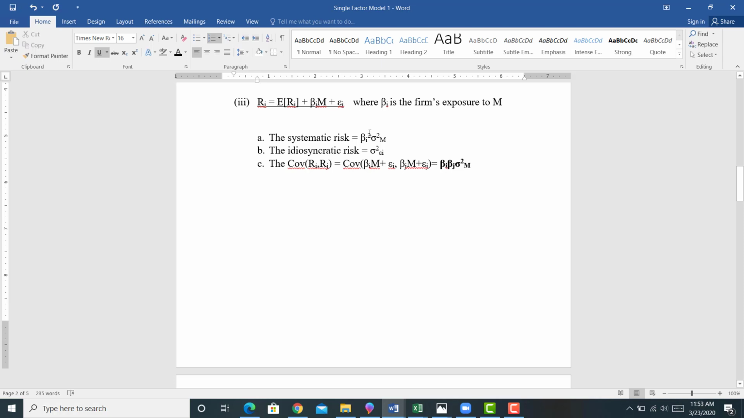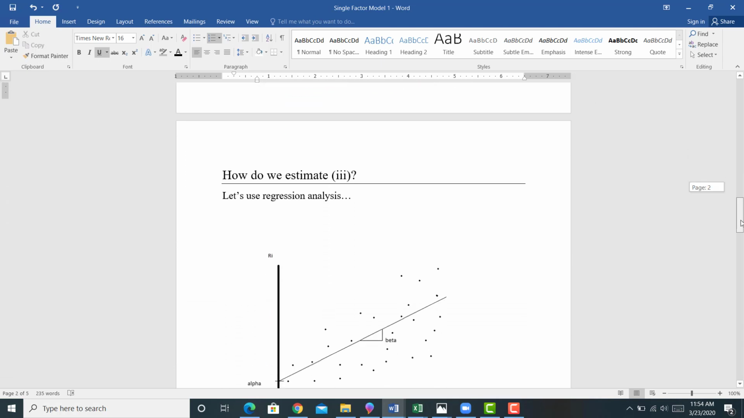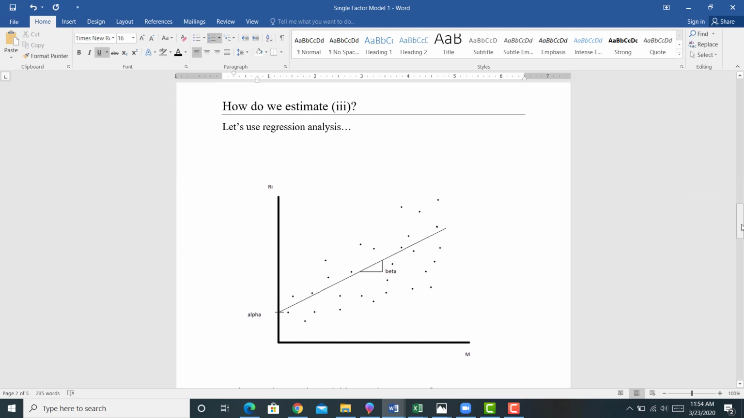All right. We talked about what the systematic risk is, right? What the idiosyncratic risk is, and that the covariance between asset i and asset j is going to likely be positive, which means there's going to be positive co-movement, or that the single factor model generates positive co-movement, and that actually harms our optimal portfolio. So how do we estimate this equation?